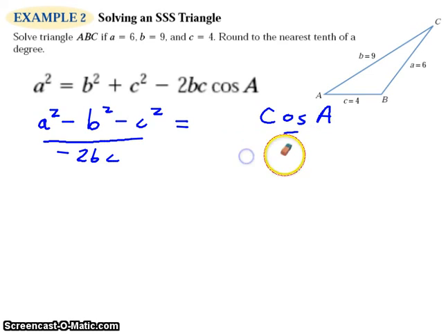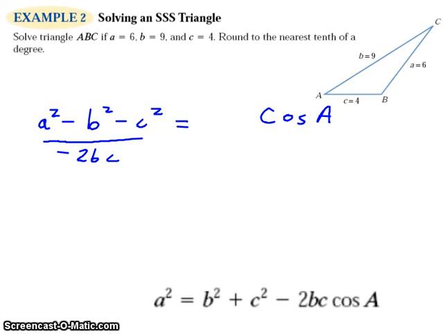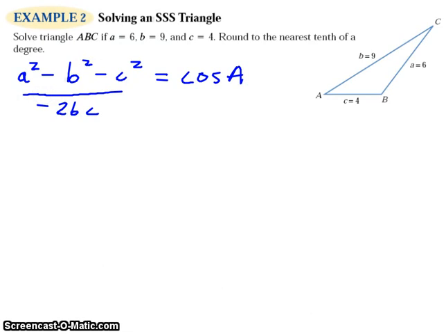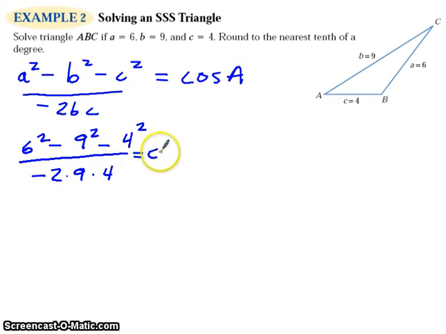Let's go ahead and solve our triangle based on this info so far. Okay, finally, let's start plugging away. So we have A, which is 6, and we have B, which is equal to 9, and we have C, which is 4, over B, which is 9, times C, which is 4, and that's equal to the cosine of angle A.